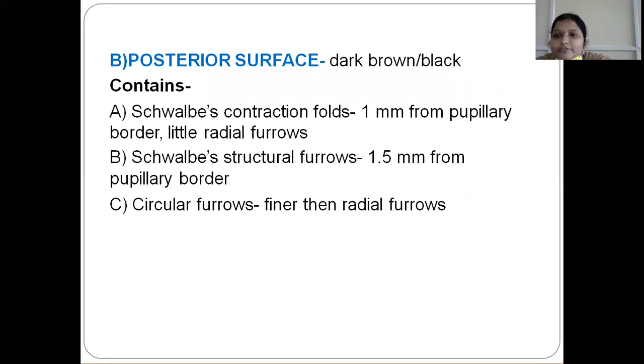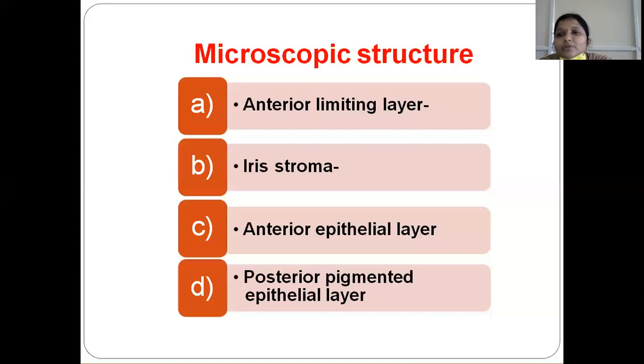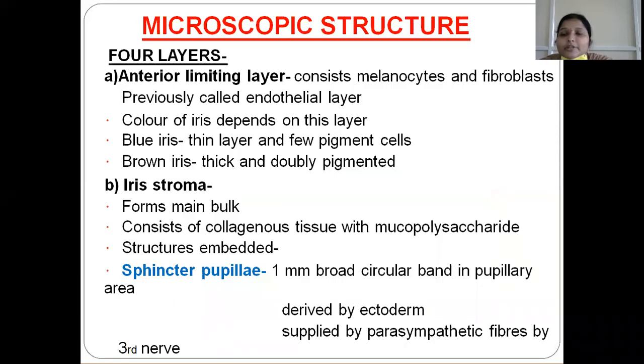Next is the posterior surface. It is dark brown in color and contains Schwalbe's contraction folds and Schwalbe's structural furrows as well as circular furrows. Coming to the microscopic structure, the iris has 4 layers: anterior limiting layer, stroma, anterior epithelial layer, and posterior pigment epithelial layer. First, coming to the anterior limiting layer, it is nothing but condensation of the superficial part of the stroma. It contains melanocytes and fibroblasts. Previously it was called the endothelial layer, but that is a misnomer.